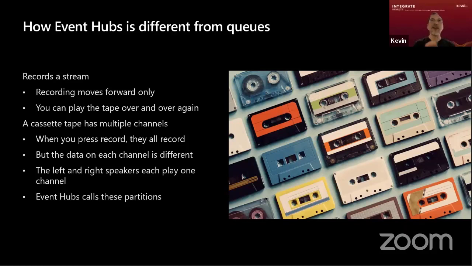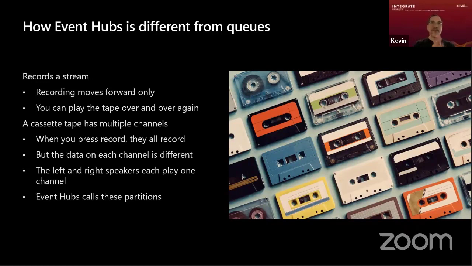You can rewind to the last song and replay what you had, and you're in control of that. A cassette tape has multiple channels. A simple cassette tape has a left and right channel. As you get more sophisticated, you can have 16 channels or multiple channels on a tape. But when you press record on your recording device, they all record at the same time, right? They're recording that audio. But the data on each of the channels is different, right?